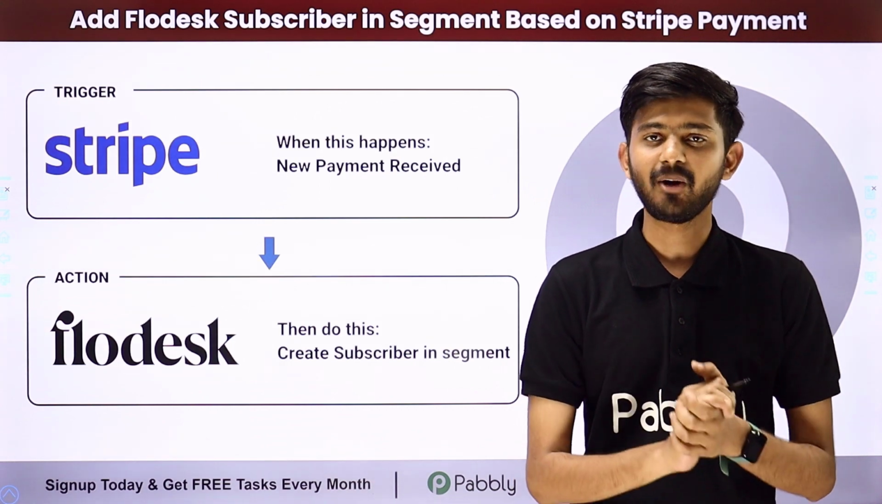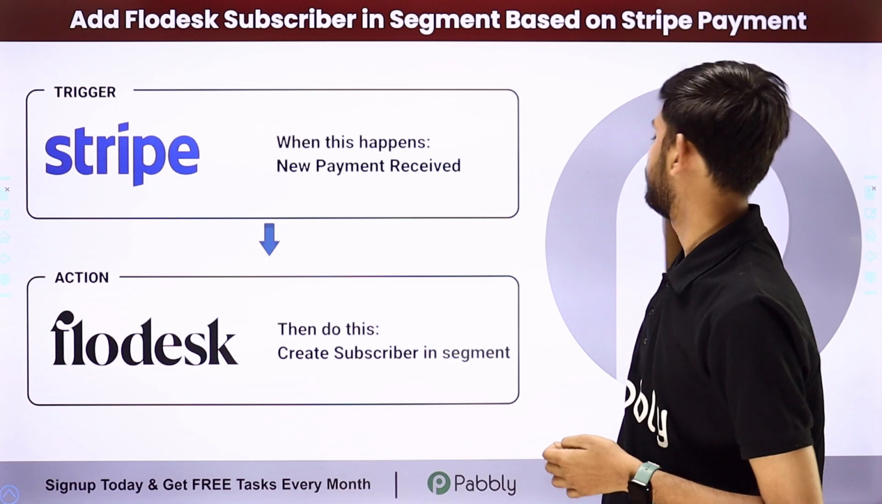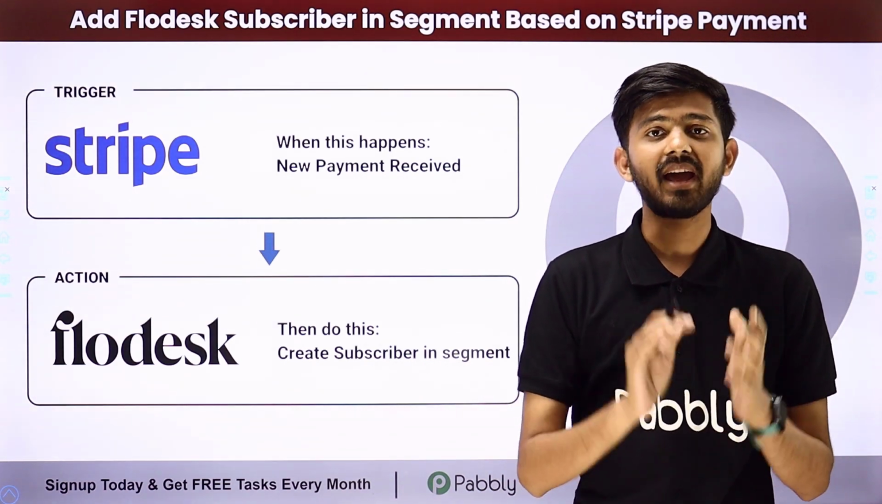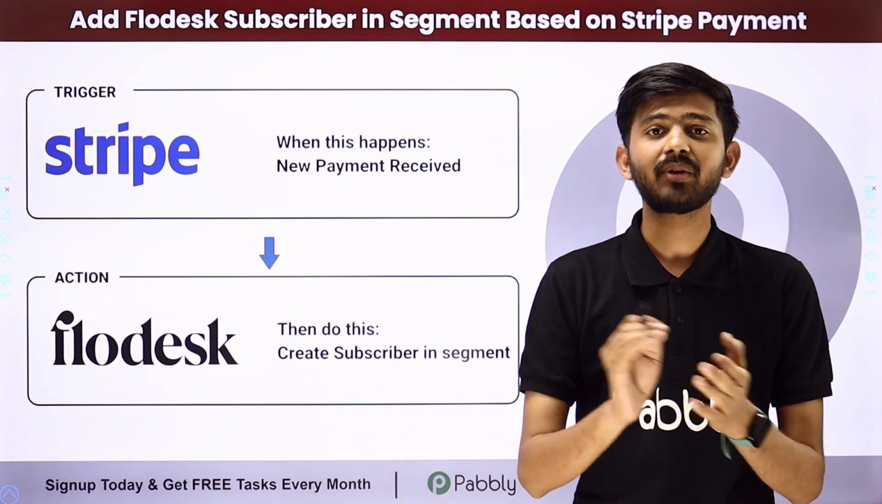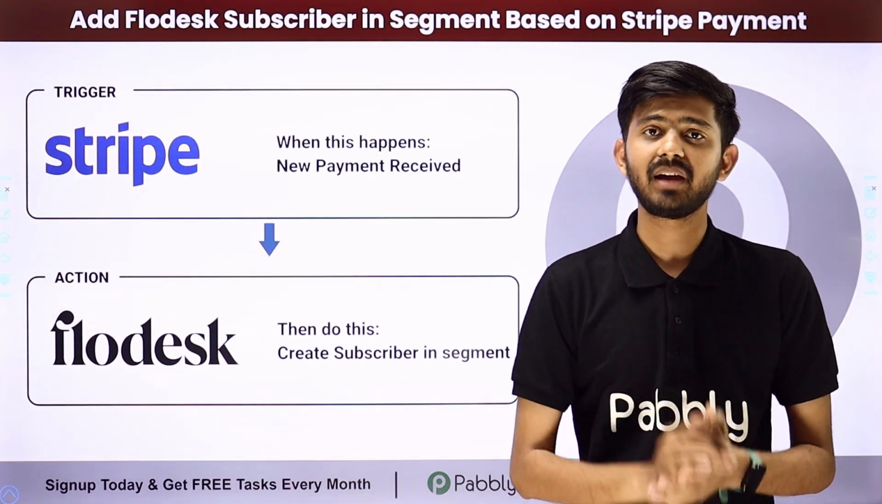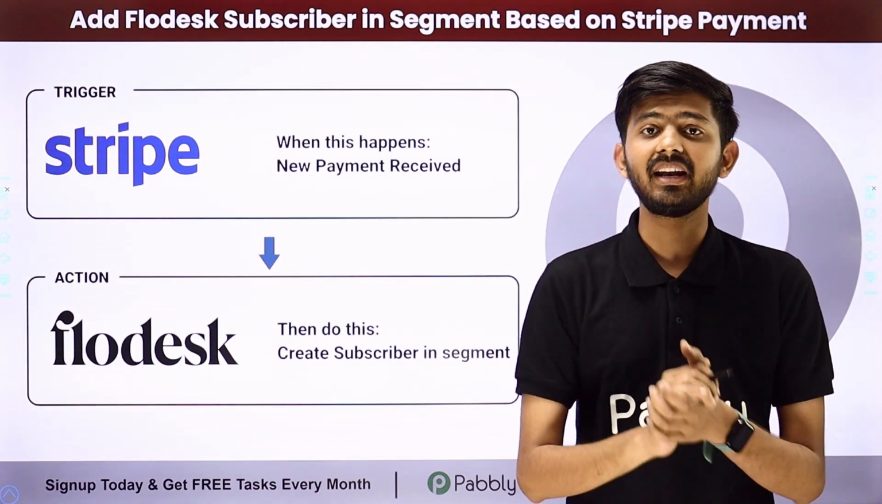Hello everyone, today our topic is how to add a Flodesk subscriber in a segment based on a Stripe payment. So here my objective is that whenever I get a new Stripe payment for any product, I want to automatically capture these payment details and use them to add a new subscriber in Flodesk. After adding the subscriber, I want to add the subscriber in a segment.